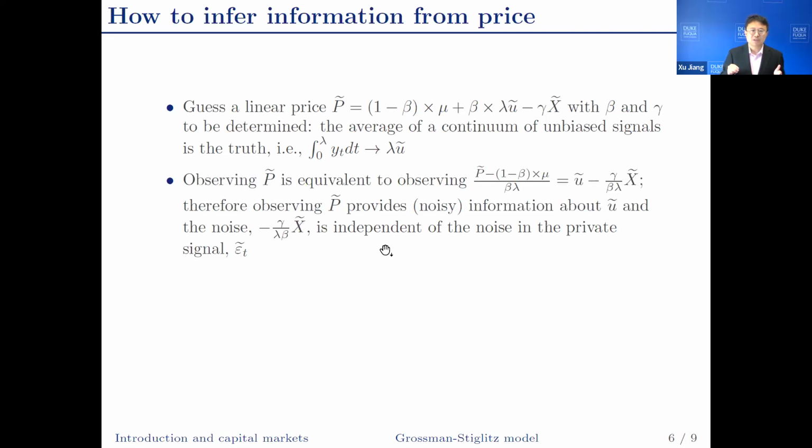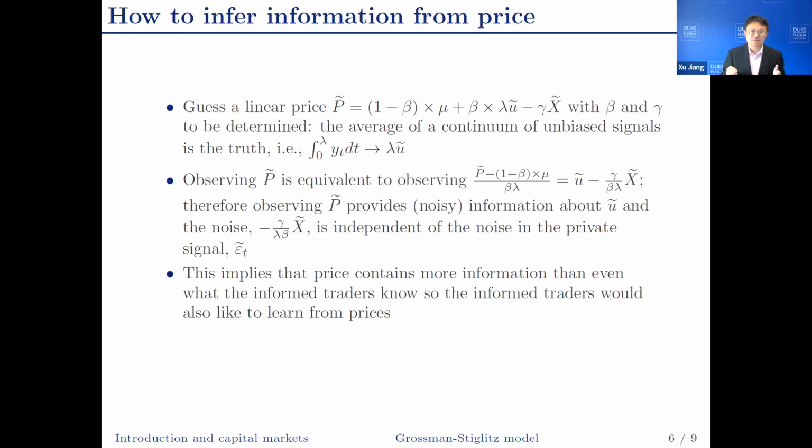You can see in the price function that price reveals some information about U. And so observing price is equivalent to observing a suitable linear transformation of price, which is some noisy signal about U. This means that price contains information beyond what even the informed traders know, which means that informed traders would like to learn from prices as well. This is intuitive because each informed trader has only his or her private signal. The price aggregates private signals of every other informed trader.